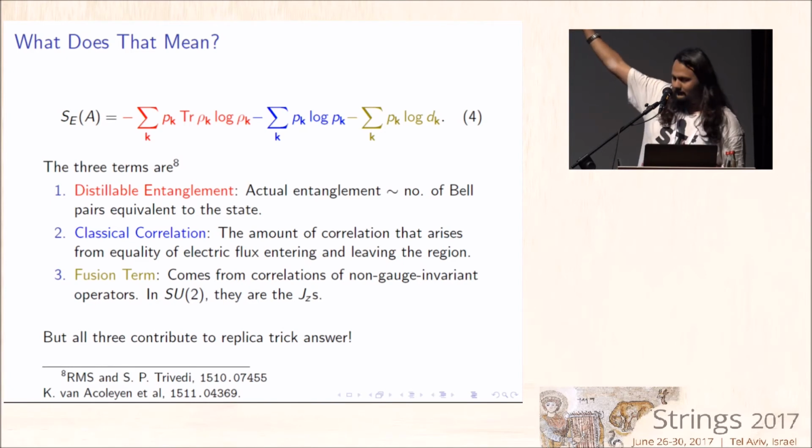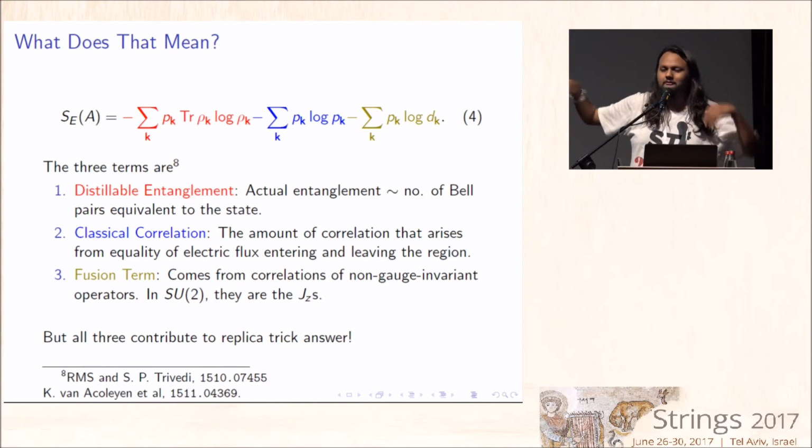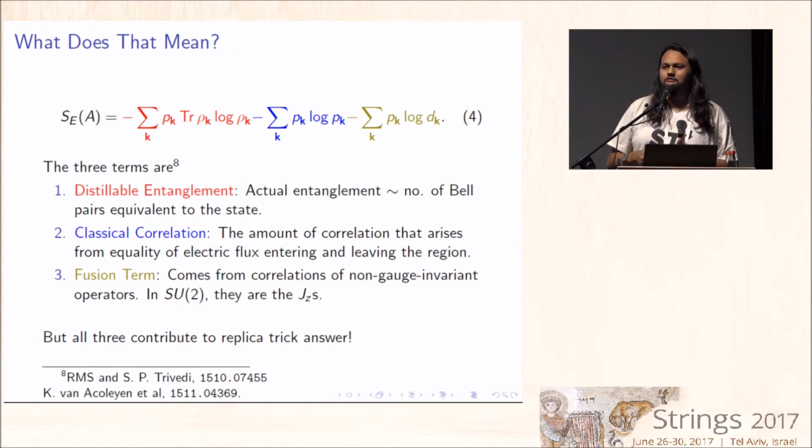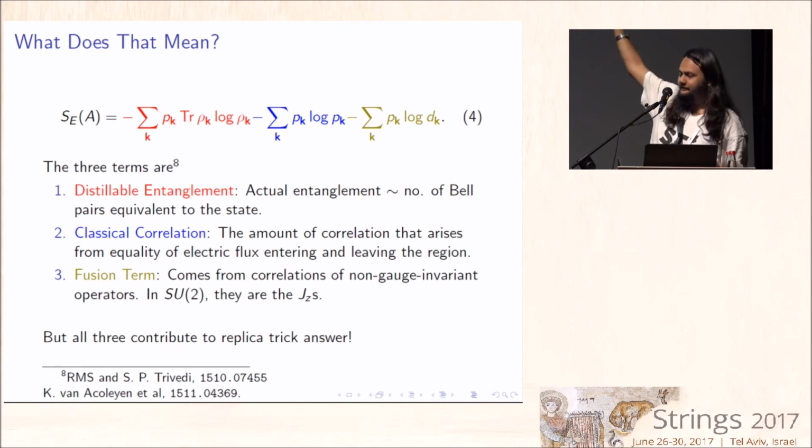This interpretation is really the final result of my talk. You might be tempted to say only the first term is real entanglement, and call that my entanglement entropy. However, as I told you earlier, all three terms contribute to the replica trick, to Ryu-Takayanagi, so the natural thing to do is take all three terms. Thank you.